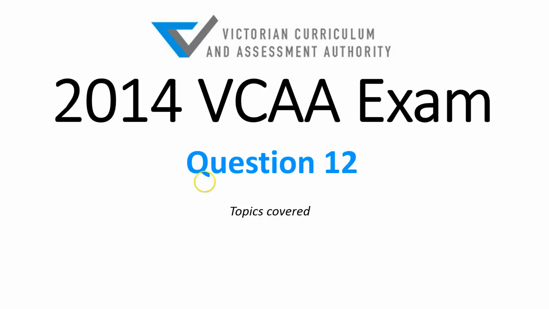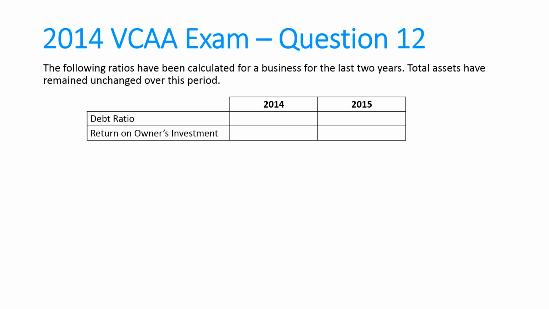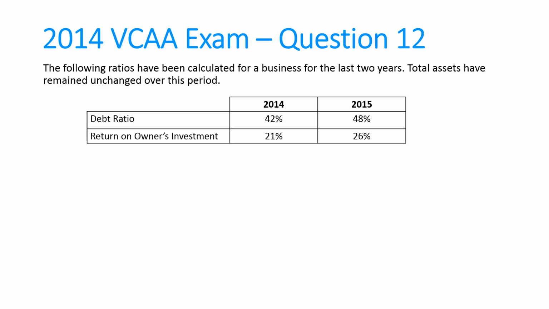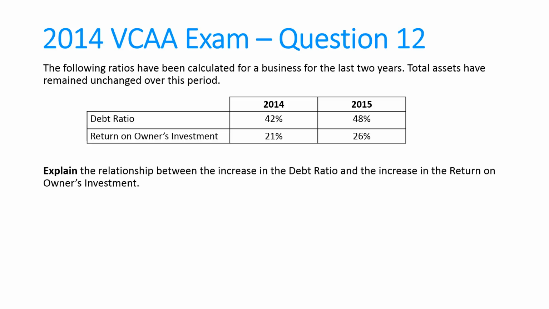The final question of the paper again focused on analysis, so that was 2 in a row to finish with, along with question 11. What you were given this time was that the debt ratio from one year to the next went up, and the return on investment, or ROI, went up as well. What you were asked to do was explain the relationship between the increase in the debt ratio and the increase in the return on owner's investment.